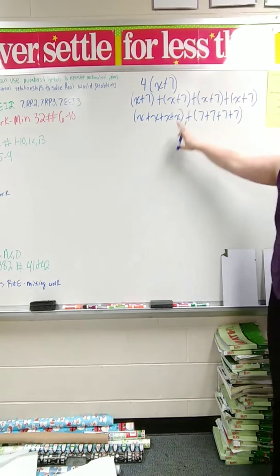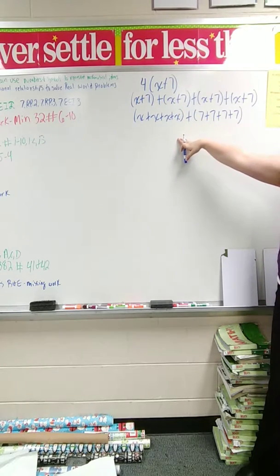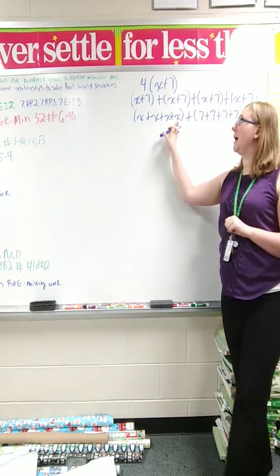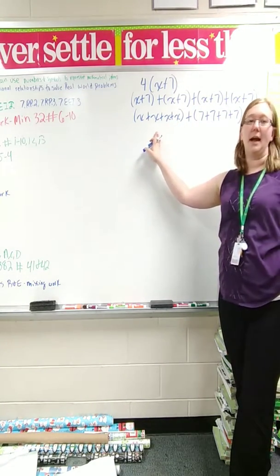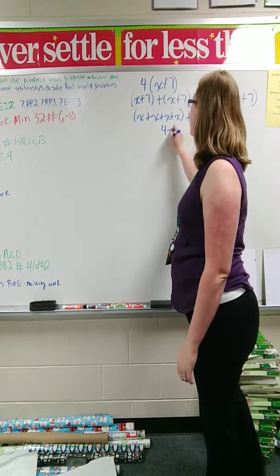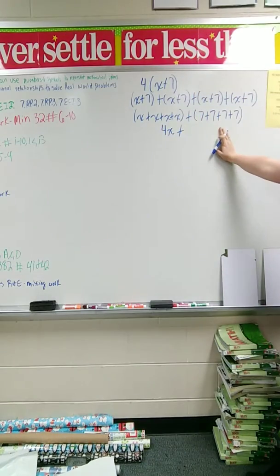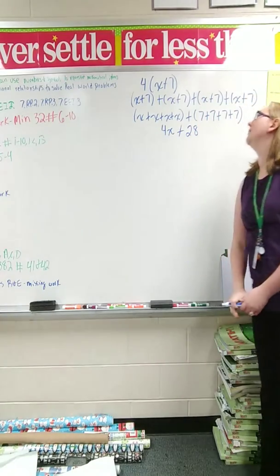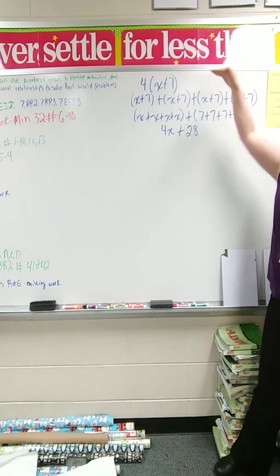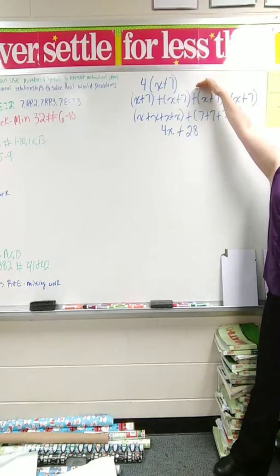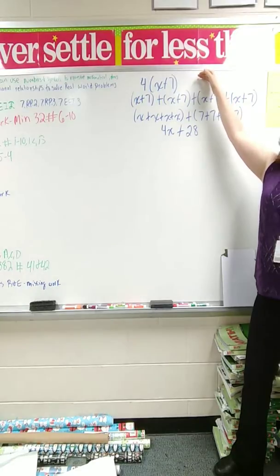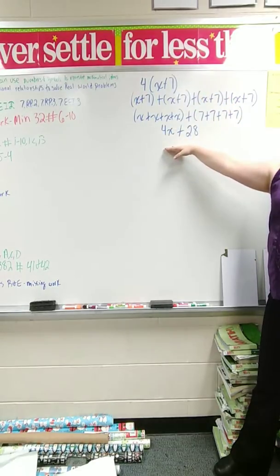So do I still have 4 x's? Do I still have 4 7's? Yes. I can combine and I can say instead of this that I have 4 x's. And instead of this, I can say that, well, 7 plus 7 is 14, plus 7 is 21, plus 7 is 28. So I can rewrite 4 times the quantity x plus 7, which is in a form that we would distribute, and I can rewrite that as 4x plus 28.